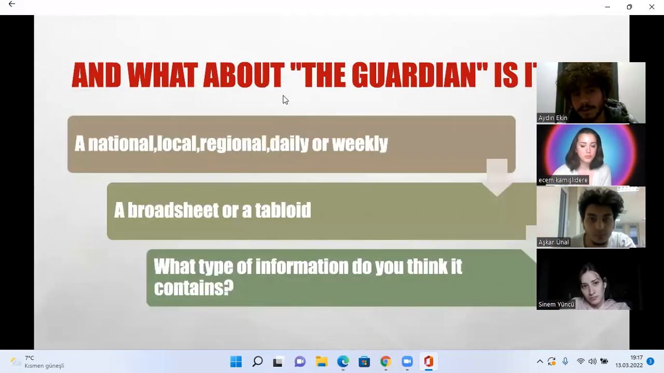And the next one, The Guardian. What do you think about that? I think it's national. Yeah, it might be national. So what do you think about the type of it? Is it a broadsheet or a tabloid? Broadsheet. Yeah, of course it might be. And do you think it's published daily or weekly? Daily. Daily, yes. And what type of information do you think it contains? Well, international news, maybe? Yeah, you said that it's national, but it might have international news as well.